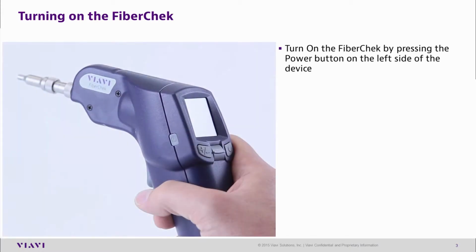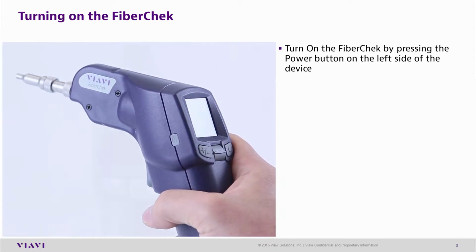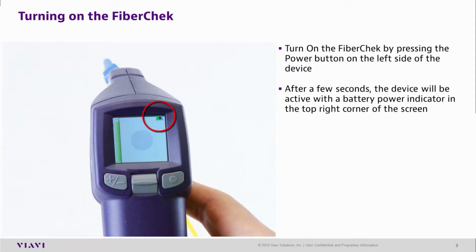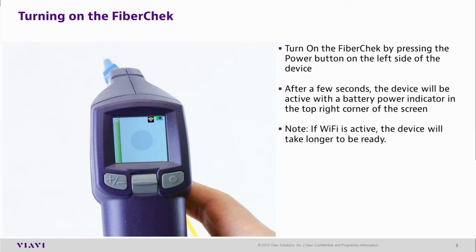The FiberChek probe can be turned on by pressing the power button on the left-hand side of the device. After a brief period, the device will be active and the battery power indicator will appear in the top right corner of the screen. If Wi-Fi is active, the probe will take longer to get ready in order to connect to the remote device.